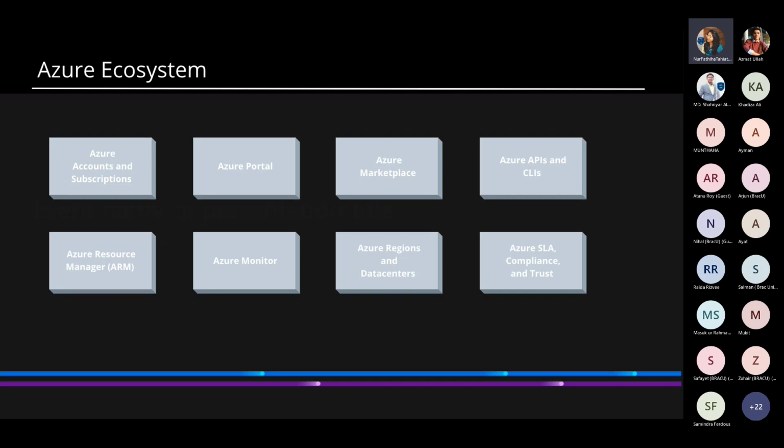And after that, we have Azure regions and data centers, where all our data and all our processes and resource groups get stored in different regions all over the world. And lastly, last but not the least, we have Azure SLA, which is service level agreements, which describe the Microsoft commitments for uptime and connectivity. So it's basically the policies and such. Next slide.